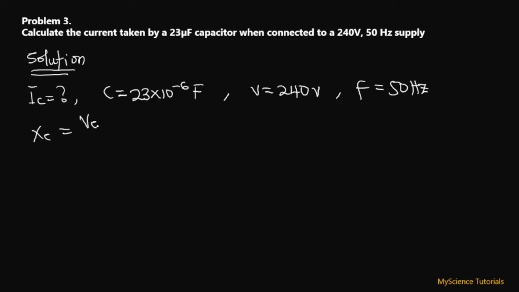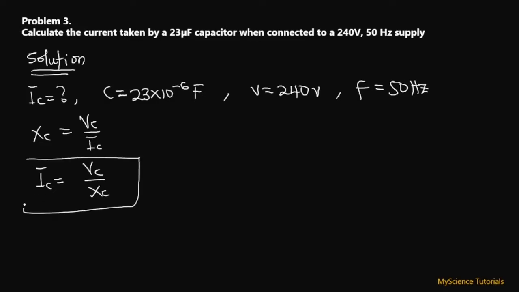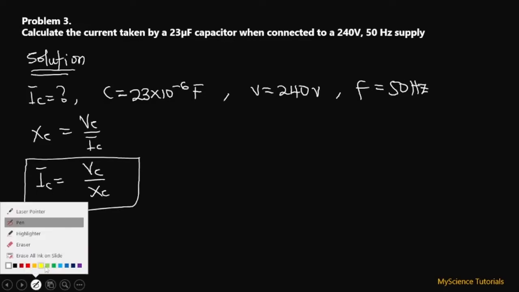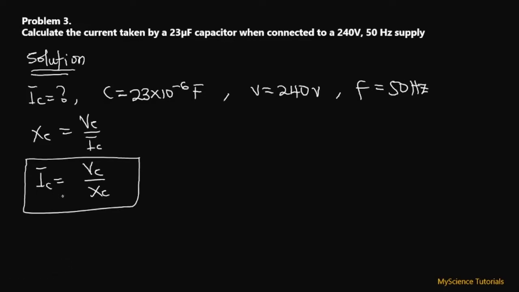Very good. Now remember, I said at the beginning of this tutorial that capacitive reactance is equal to the ratio of the capacitive voltage to the capacitive current. Now if we want to find the capacitive current, it means IC is going to be equal to VC over XC. We just have to interchange the position of XC and IC. So this is the formula that we're going to use to find our current. But before we do that, we have no idea what our capacitive reactance is. So we need to find XC first.